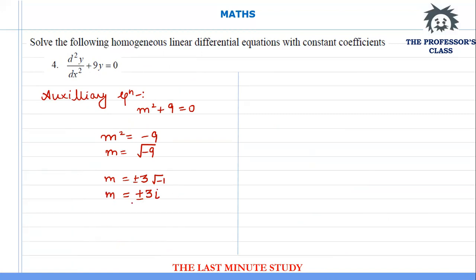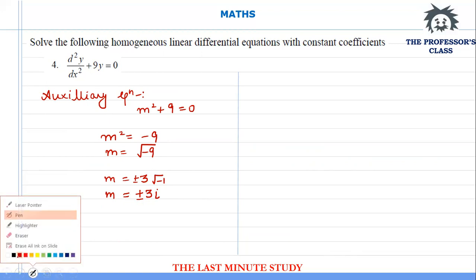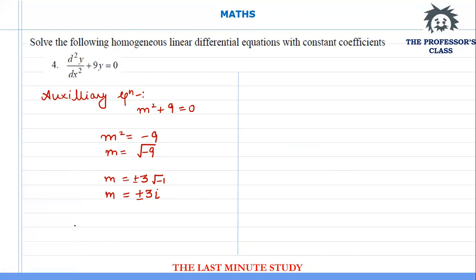Now for any imaginary number that we get in the auxiliary equation, the solution is given in terms of cos and sine functions. So this is given as e raised to the power alpha x multiplied by c1 cos beta x plus c2 sine beta x.